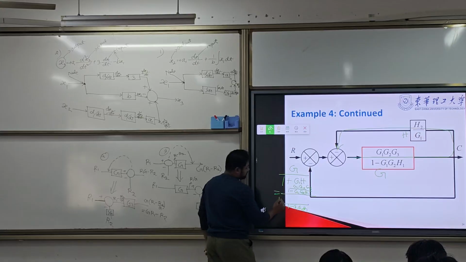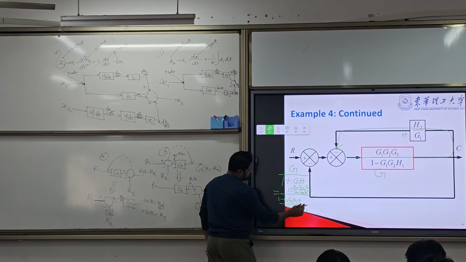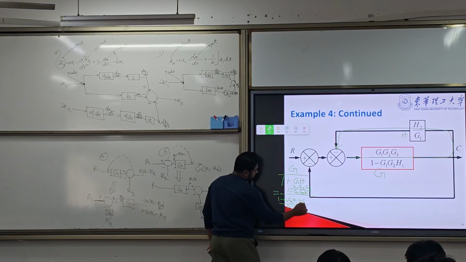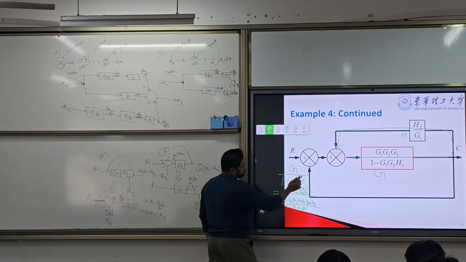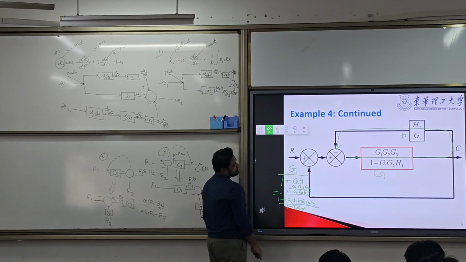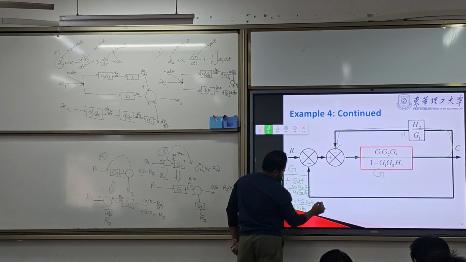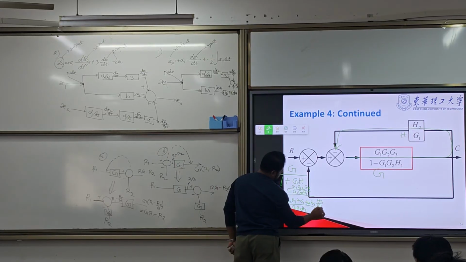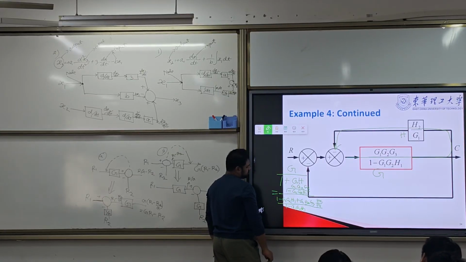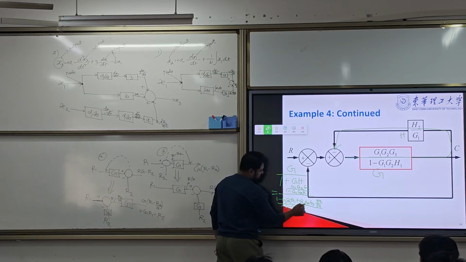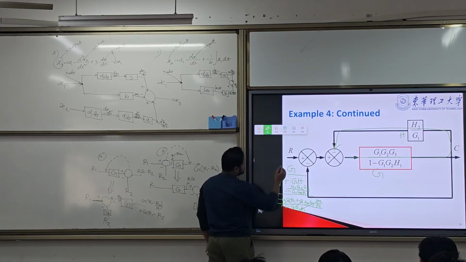So we will have 1 minus G1, G2, H1 plus we have G1, G2, G3, H2 by G2, right? H2 by G1. X2 by G1. So here, we need to solve it before. So look at this, write it again.